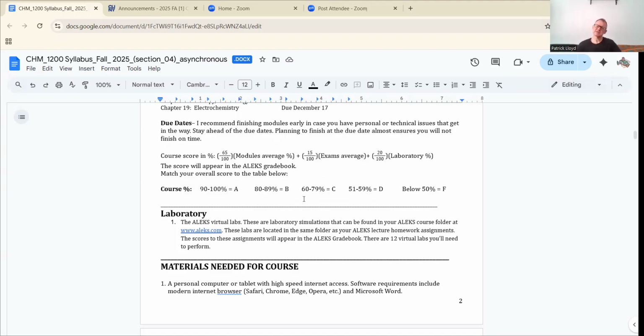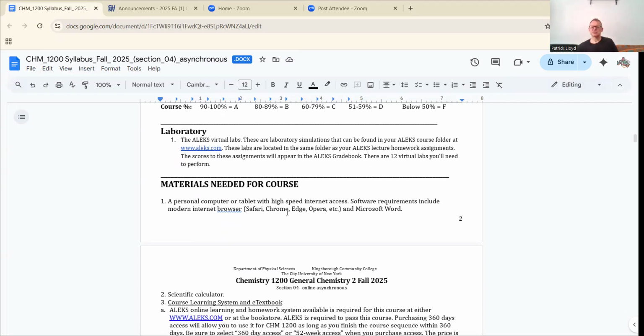Okay. The virtual labs, very short section here on the labs because you're not going to be in person, so we don't really have to talk too much about lab safety. The main thing is that you're doing these virtual labs, and they will appear as assignments in Alex. There are 12 of them, so I forget exactly what the due dates are. I think I may have made them all December 17th as well. I'll check on that, but you'll be able to look through there.